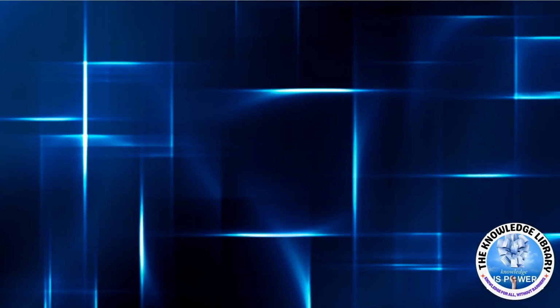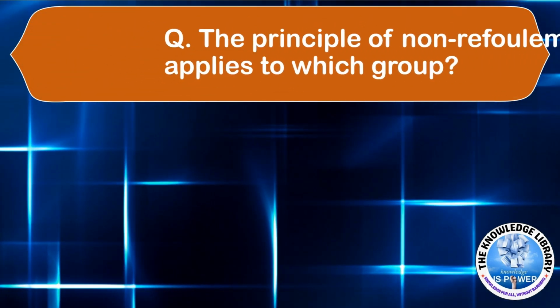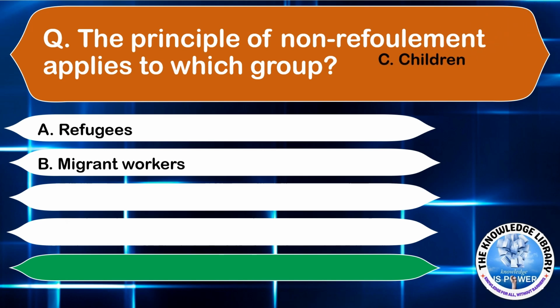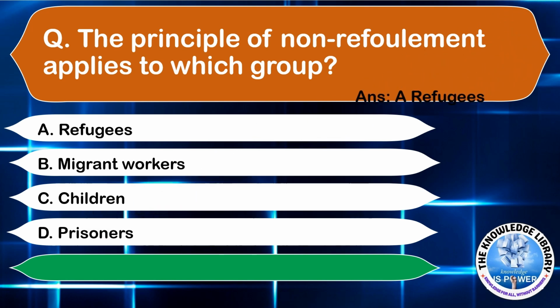Next question is, the principle of non-refoulement applies to which group? Option A, refugees. Option B, migrant workers. Option C, children. Option D, prisoners. Answer is option A, refugees.